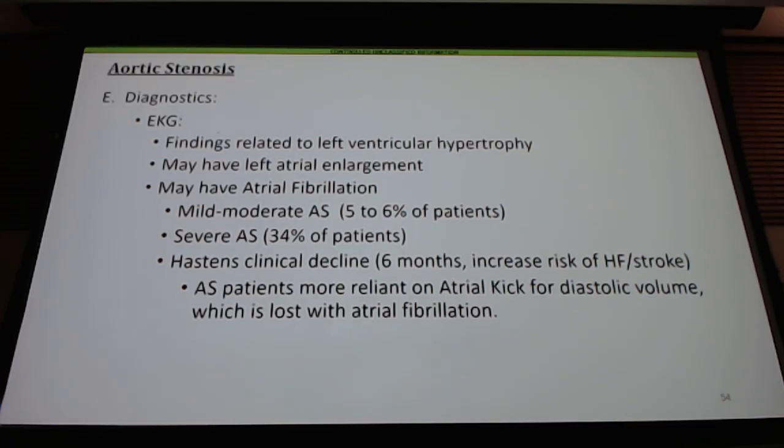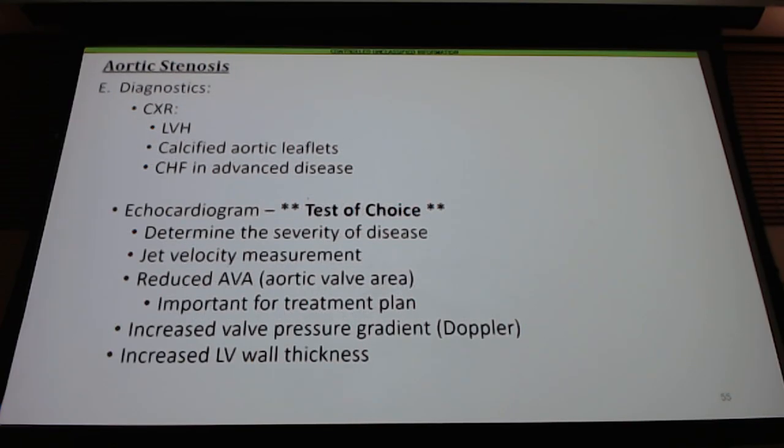On EKG, because the left ventricle is having to work harder to try to open up this valve to get that flow of blood out, you're going to see left ventricular hypertrophy present. It's going to then work from the ventricle to the atria and cause atrial enlargement. And because of the damage that's being done with these compensatory changes, it could lead to the development of different types of arrhythmias. One in particular is atrial fibrillation, which is very common in our patients with aortic stenosis.